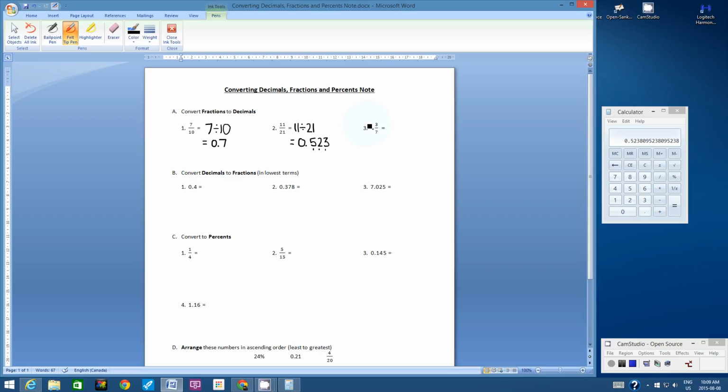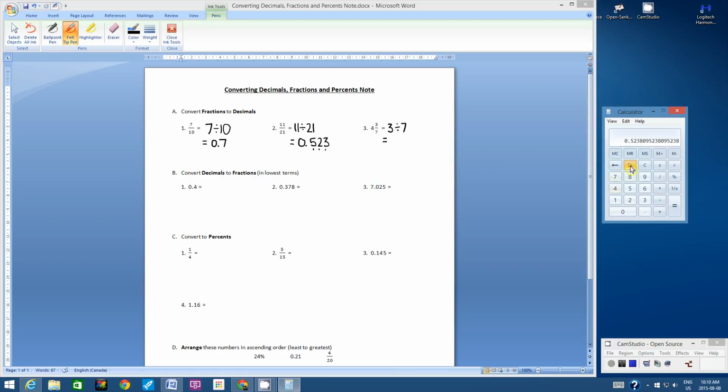Okay, so let's go on to question 3. What do you notice that's different about question 3? Well, this is what's called a mixed number. We have a whole number and then a fraction. A whole number and a fraction means a mixed number. So for this question, we're just going to ignore the whole number for now, and we're just going to concentrate on the fraction. So we do what we normally do, numerator divided by denominator, 3 divided by 7. If I go over here to my calculator, 3 divided by 7 equals, and I get another messy decimal answer.